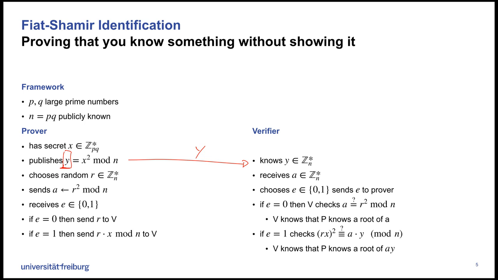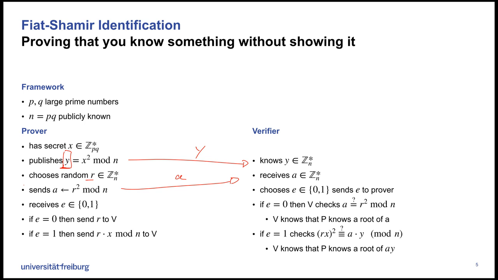Now, in order to make this secure, I can say send x again, but I just don't want to. So what I do is, as a prover, I choose a random r and compute another square number, which is a, and just send this a to the other side. So y is a square number, a is a square number. And now something strange happens.